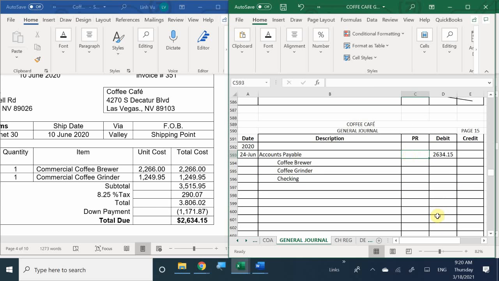Okay? So here, what is my account number for accounts payable? 20,000. What is my coffee brewer? 15010. And then my coffee grinder? 15020. Oh, I guess I didn't fat finger. I missed that one. 15010. 20. And then my checking account is 10100.